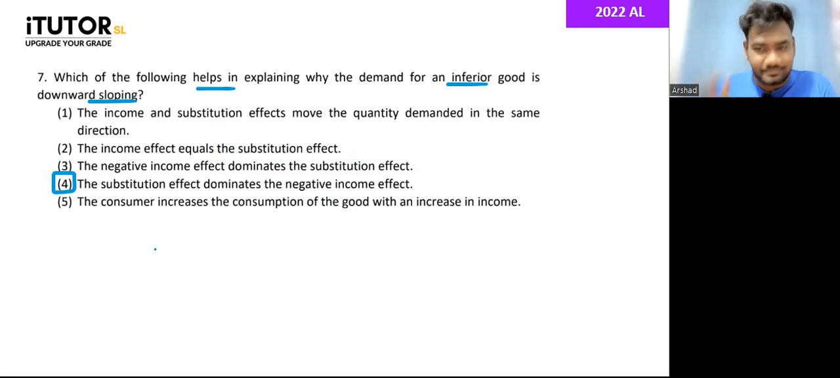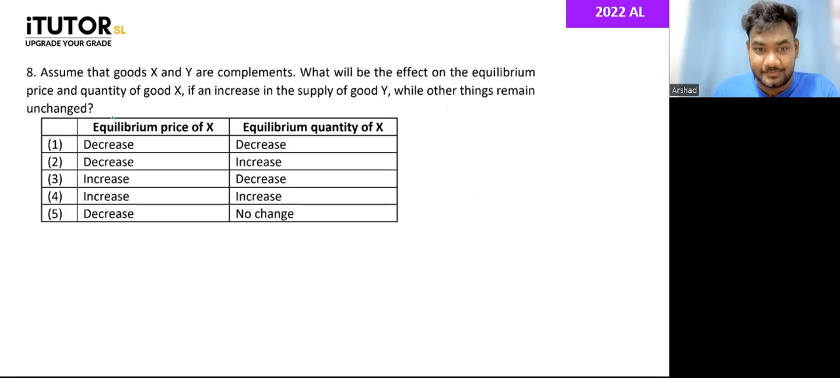But for this, guys, you don't mark it now. Watch that video and then come and see whether you all can handle this. It's a very easy one. Going to the next. Assume that good X and Y are complements. What will be the effect on equilibrium price and quantity of good X if there is an increase in the supply of good Y while other things remain unchanged? We have kind of done this in past papers.